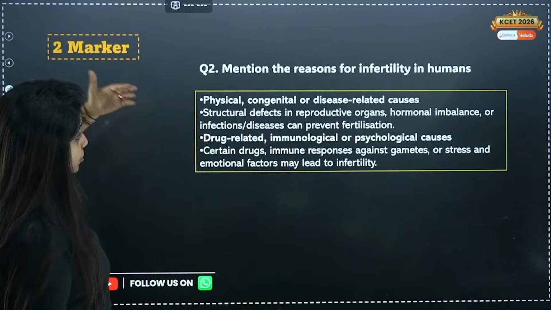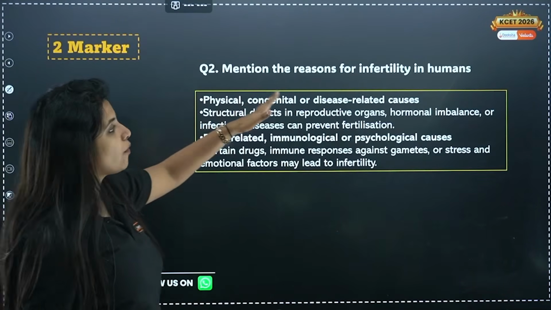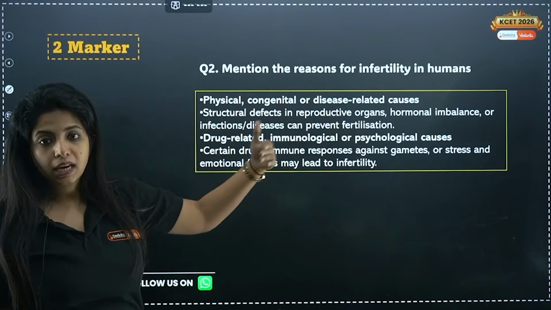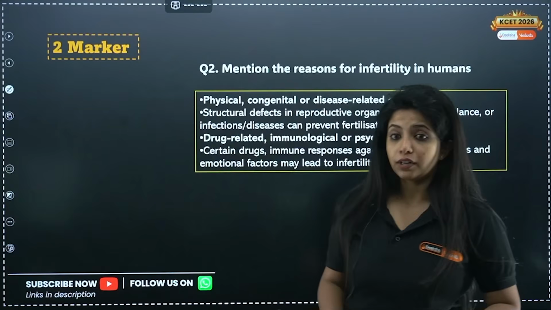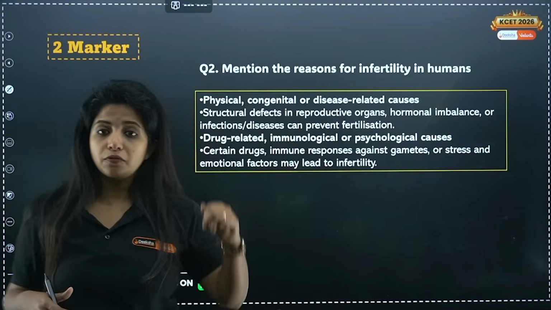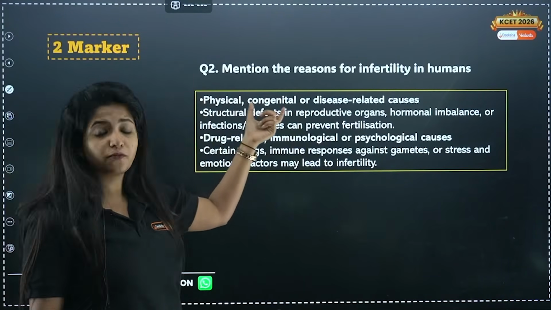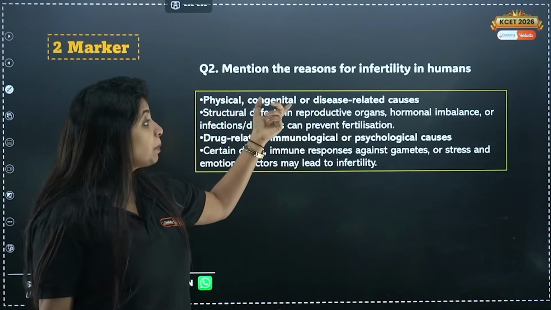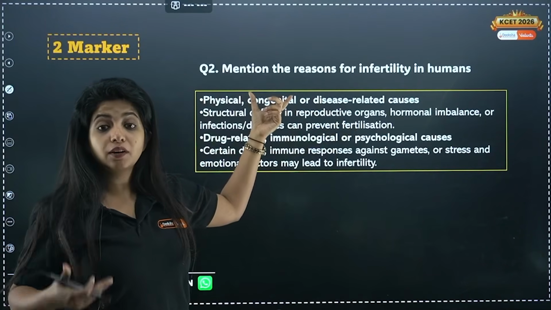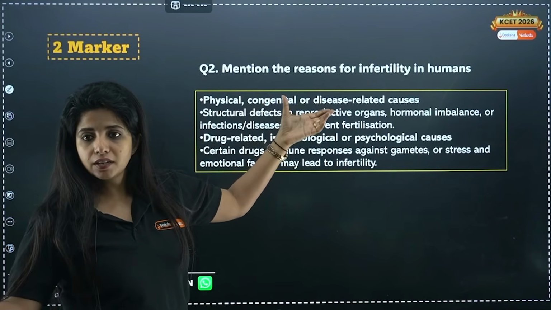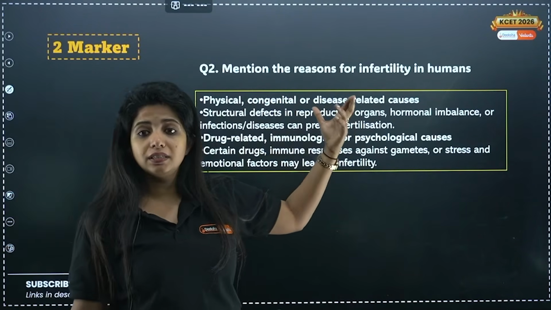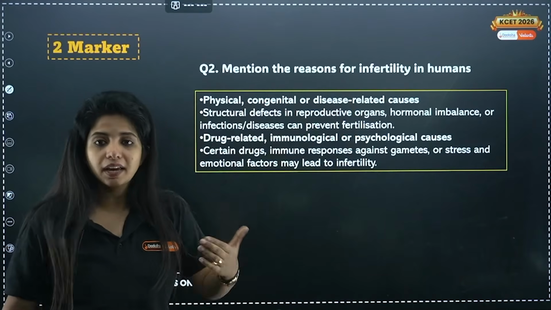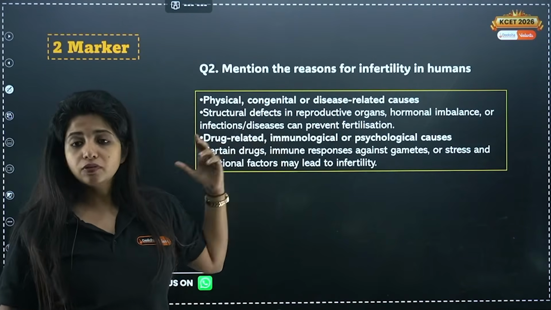Now, there's an associated question. Mention the reasons for infertility in humans. What are the reasons for infertility in humans? It can be physical reasons, for example structural defects in the reproductive organ. It can be congenital, that means something that we get from our heredity, such as hormonal imbalance and things like that. Or it can be disease-related cases. For example, if someone has some STIs and things like that, it can also prevent fertilization.